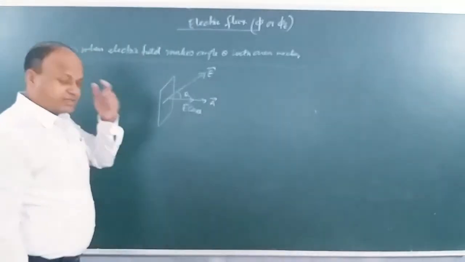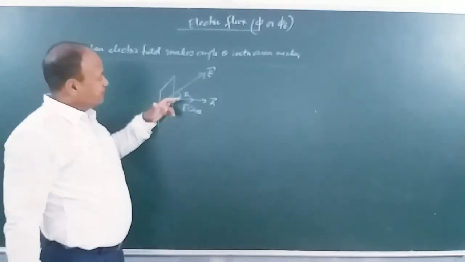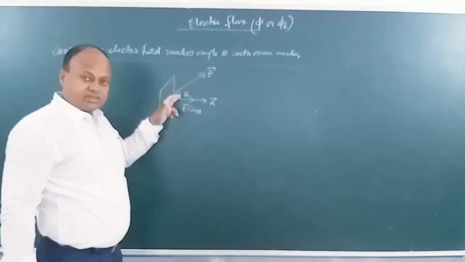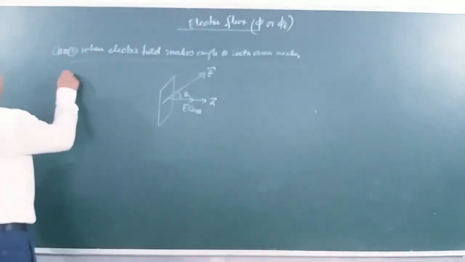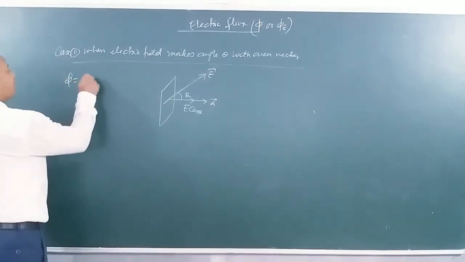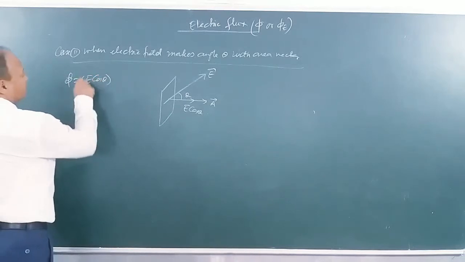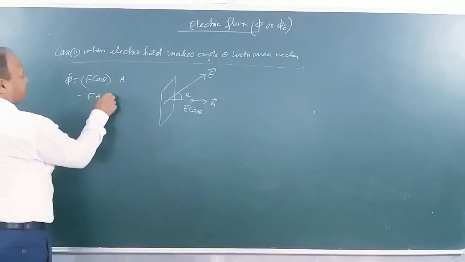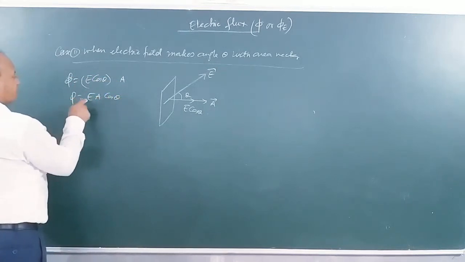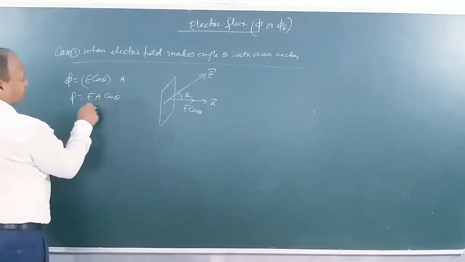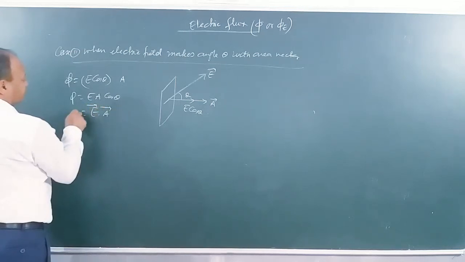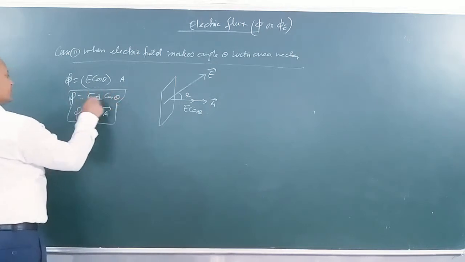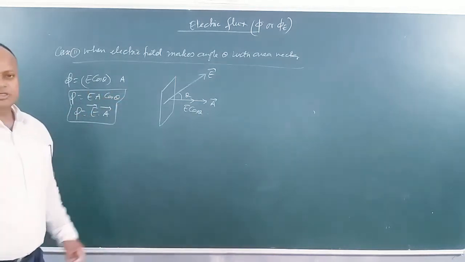So remember, always get it here. If the angle between the area vector and electric field is theta, then flux phi will be E cos theta into A. Now E cos theta times A, since E and A both are vector quantities, you can write E dot A. So this is phi. You can remember both of these formulas, E A cos theta and E dot A.